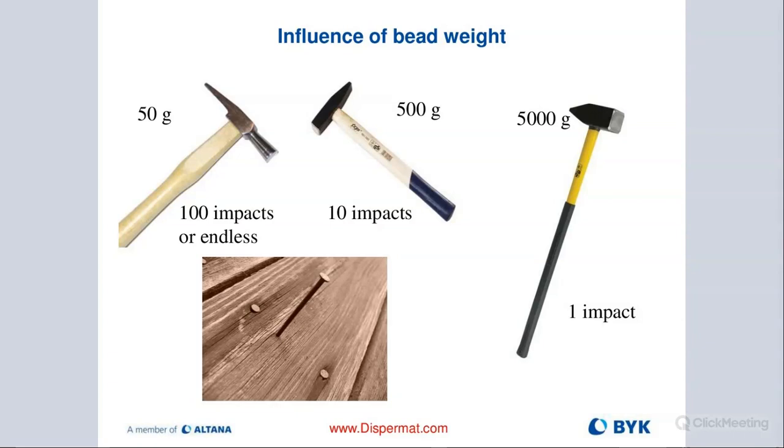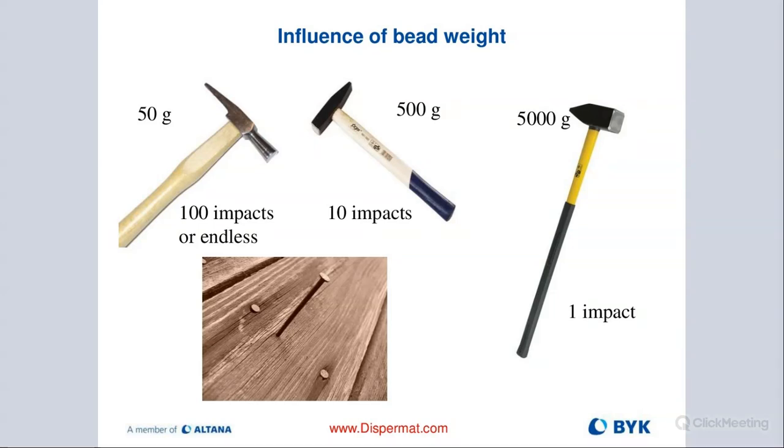So here, again, this is a great slide showing the influence of the bead weight. Think of it this way: if you have a wooden board and a nail, and you're trying to drive that nail into the board, and you use a small hammer, like a goldsmith's, it will take you many, many blows to really drive the nail into the board. Or you may never be able to get it into the board if the wood is too hard, or when the nails are big. So it's very difficult to get that accomplished.